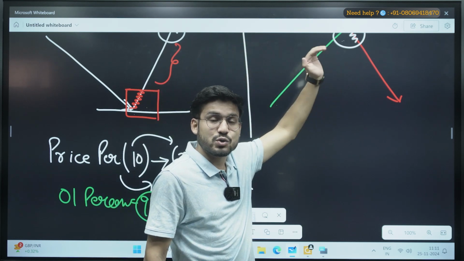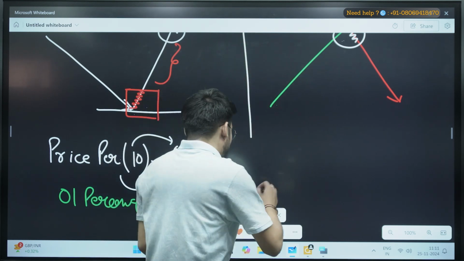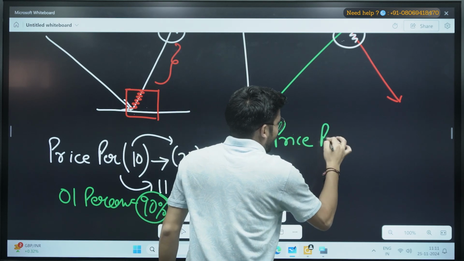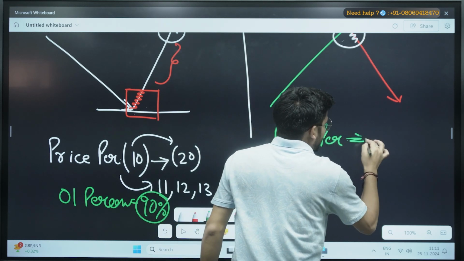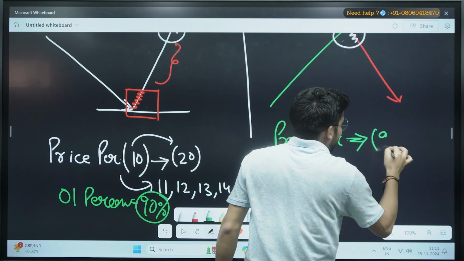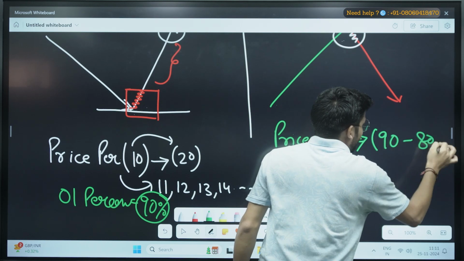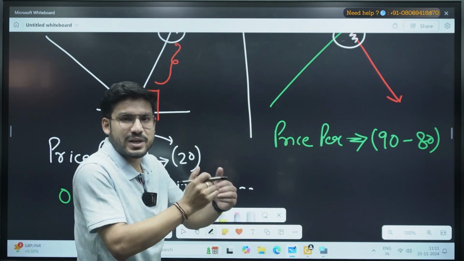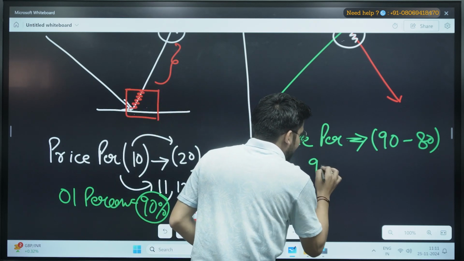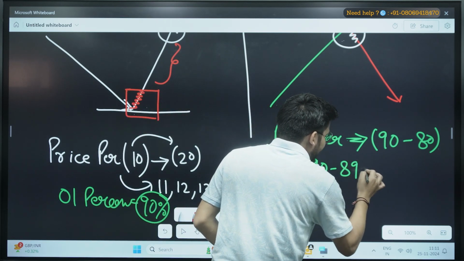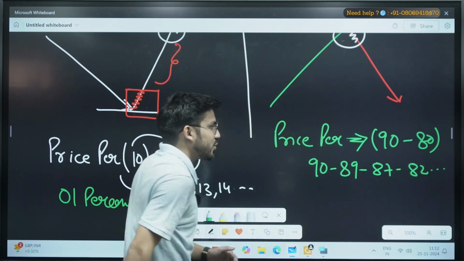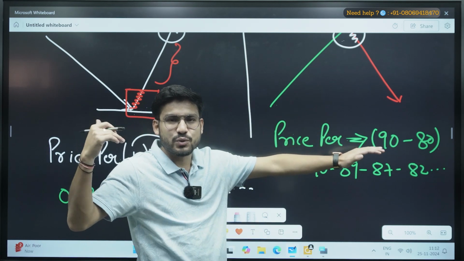Similarly, if I want to catch the top of the market and I want to trade in the bearish direction, I want to sell the market, then I want my price percentile to be approximately between 90 to 80, and at the same time it should be decreasing gradually as well. So for example from 90 to 89, then 89 to 87, then 87 to 82 and likewise. So it should be gradually decreasing over the last few days, right?